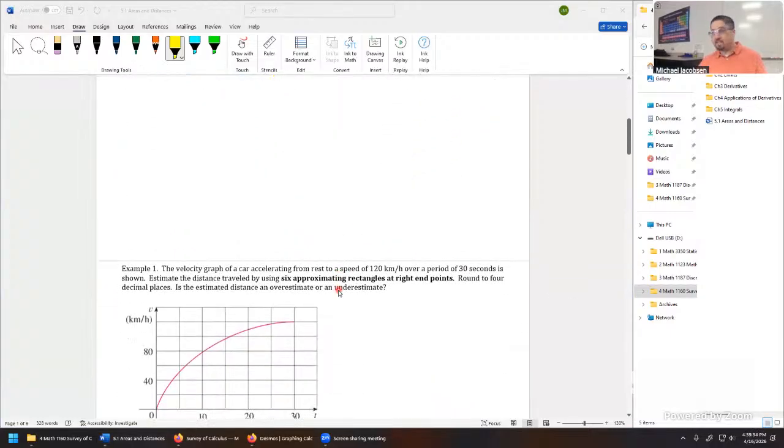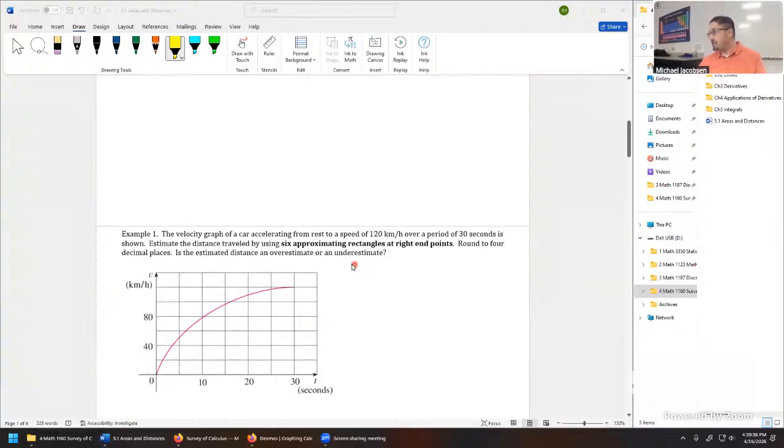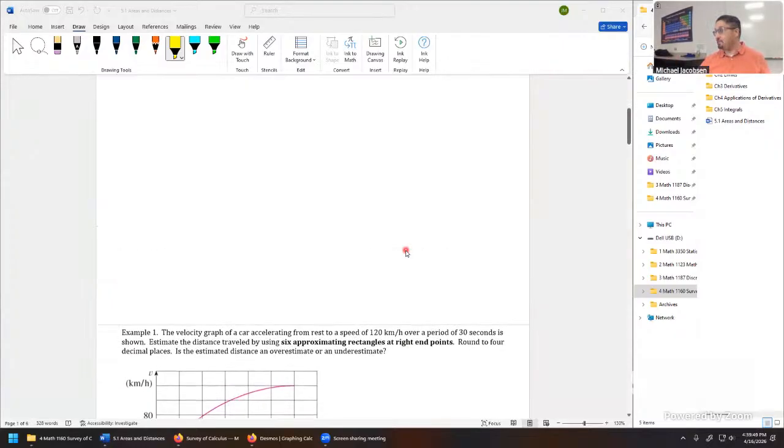Oh, the problems will always specify. Say for this one, it says, let's see here, use 6 approximated rectangles at right endpoints. So yeah, it's always going to tell us the number of rectangles that we're going to use in our approximation. So we'll always have that particular value.